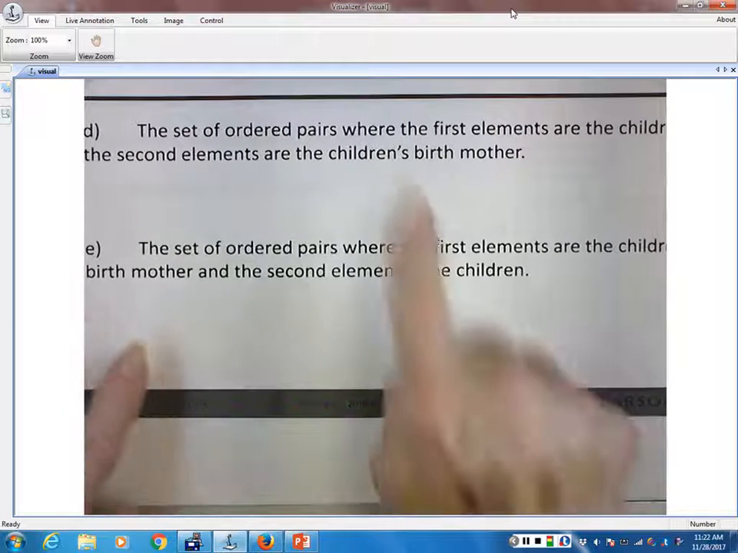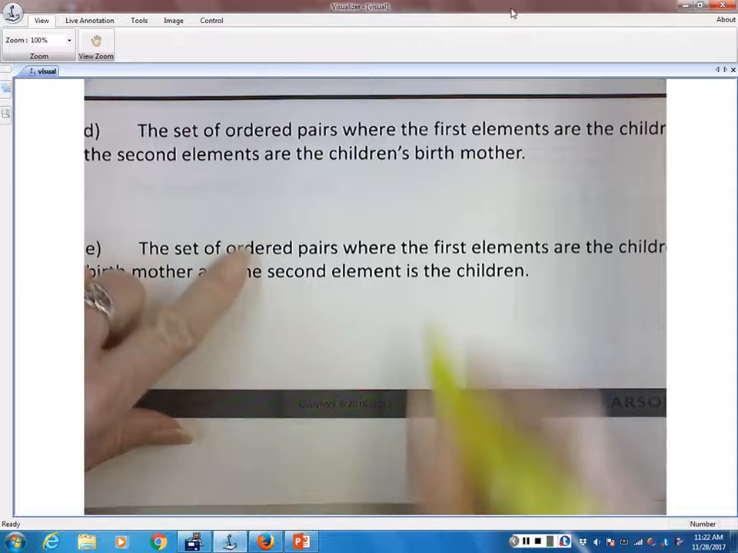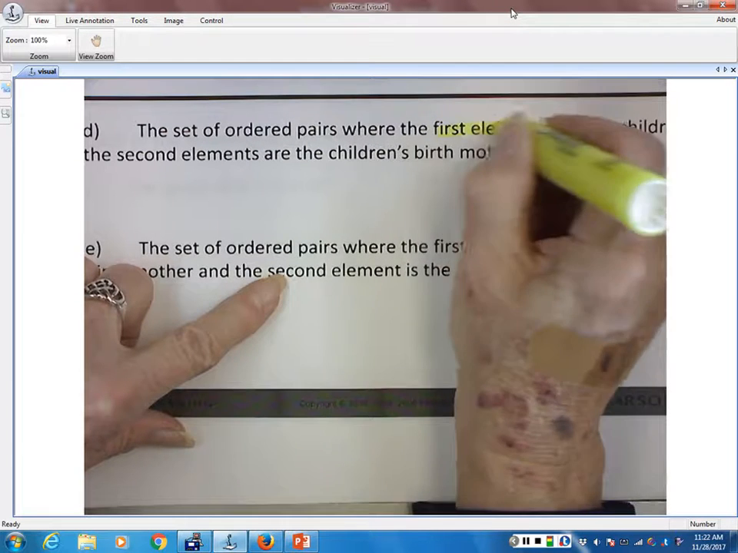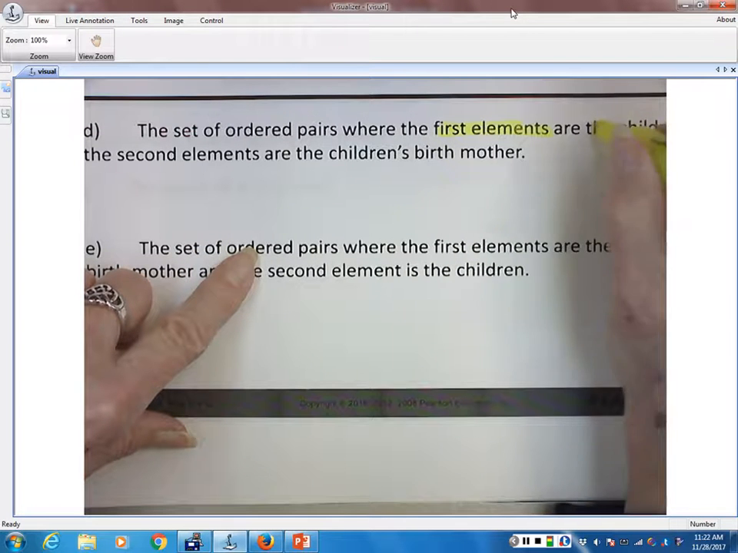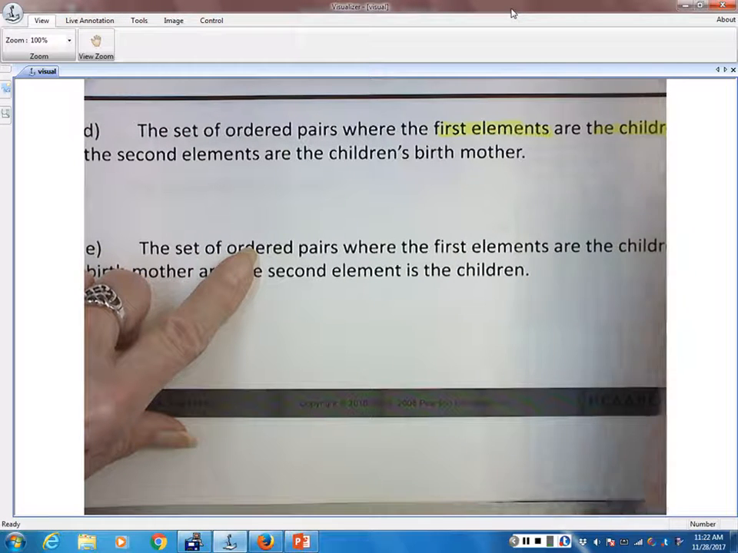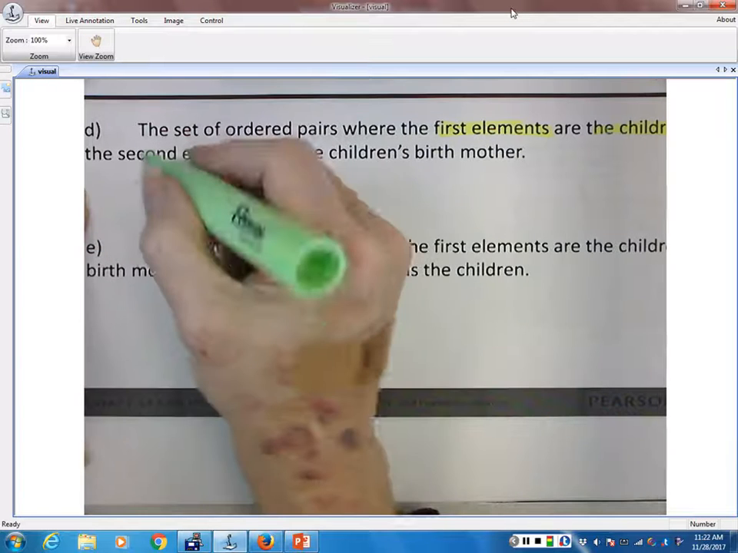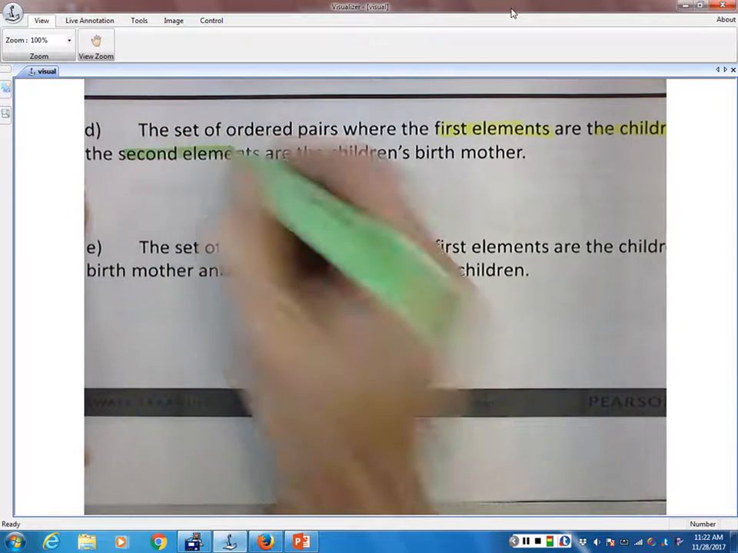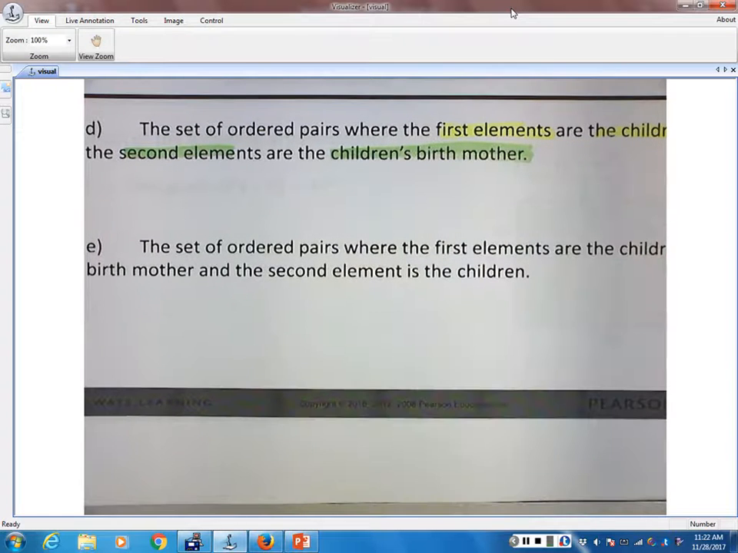Now these two sound very much alike, so we're going to have to be careful: what is the domain and what is the range? The domain, which is represented by the first elements, is the children, and the range, which is always the second element in the ordered pair, is the children's birth mother. Okay?